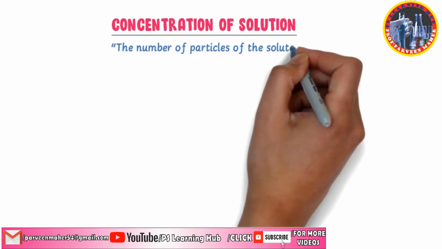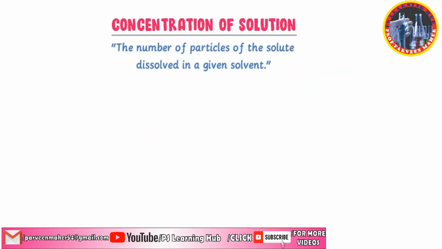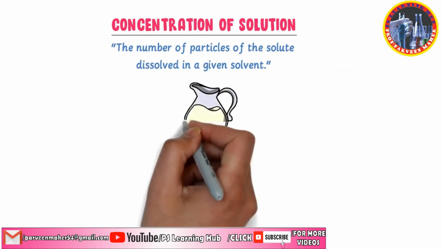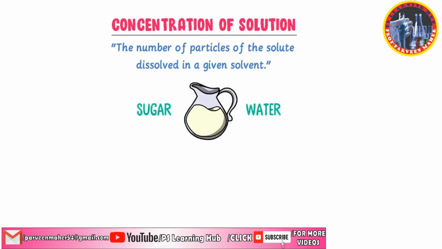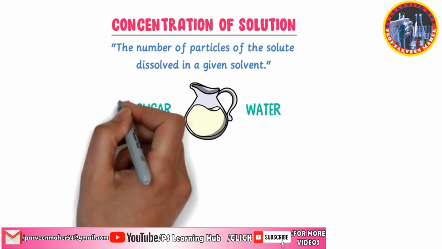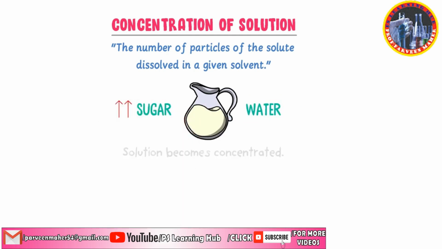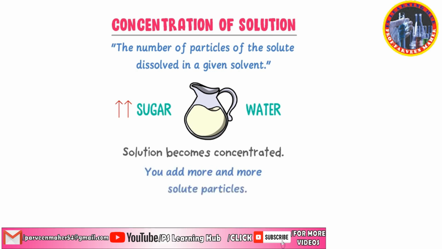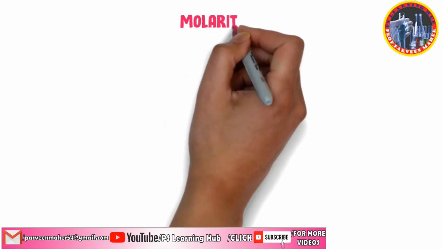Well, the number of particles of the solute dissolved in a given solvent is called concentration of a solution. For example, consider sugar and water. Sugar is a solute and water is a solvent. If you add more and more sugar to the water, the sugar solution becomes more and more concentrated. It is because you add more and more particles of a solute. Hence, you increase the concentration of the sugar solution. Remember that concentration of a solution is expressed in terms of molarity.